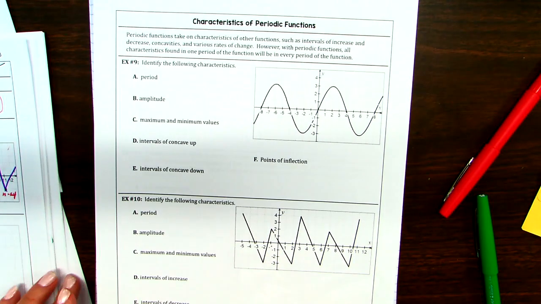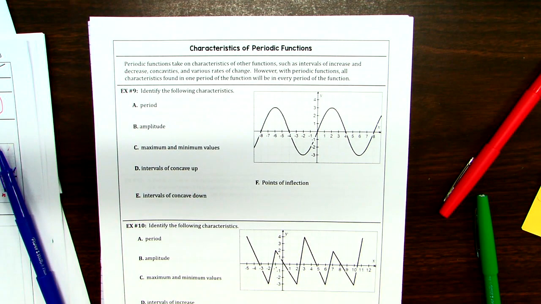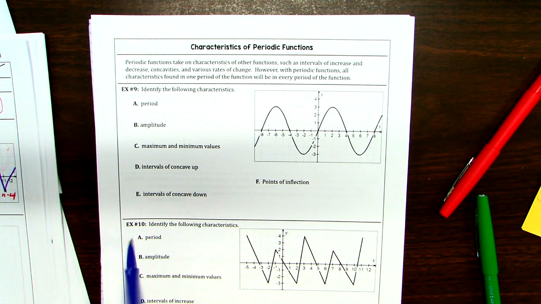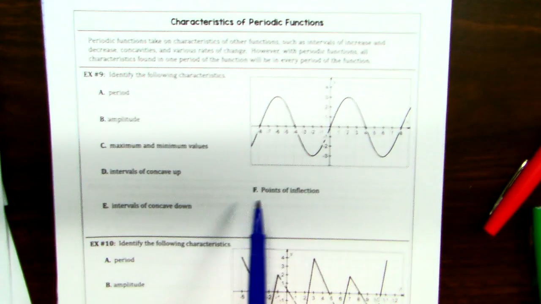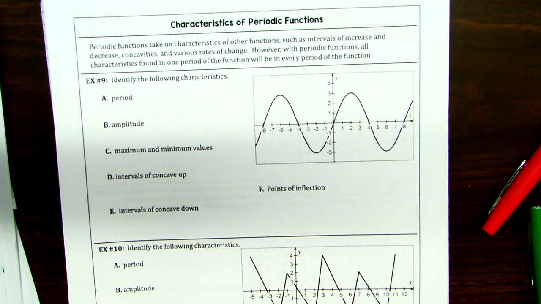But this one is really, really important. So let me read. We're on example 9, and I know you're missing this part F, but you need to add it. Okay, part F. So let me read while you're writing that. Periodic functions take on characteristics of other functions, such as intervals of increase and decrease, concavities, and various rates of change. However, with periodic functions, all characteristics found in one period of the function will be in every period of the function.